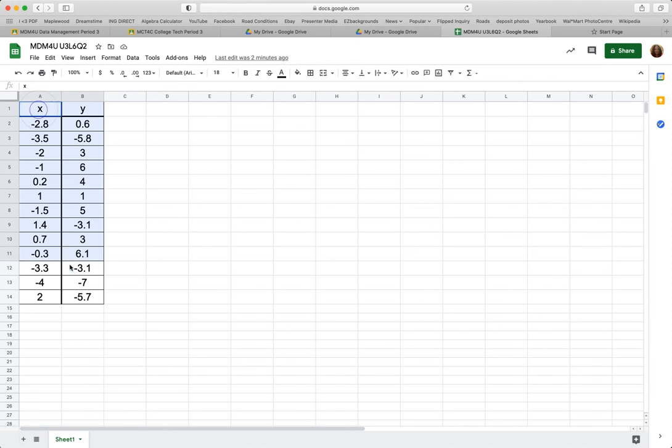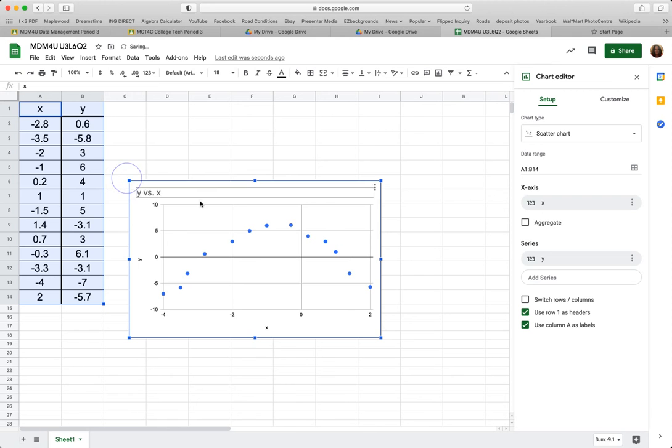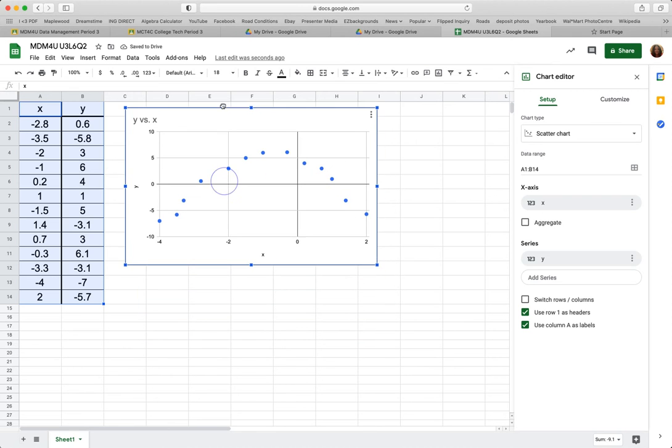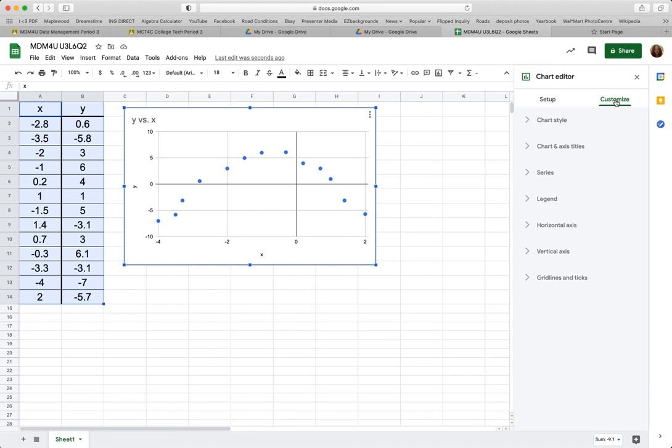So I'm going to highlight my scatter plot and go Insert Chart. Now it has already selected that it is a scatter plot. And if we take a look at it, it looks roughly quadratic when you're looking at it yourself. But how do we know whether it's quadratic or not? So let's go in and customize this.